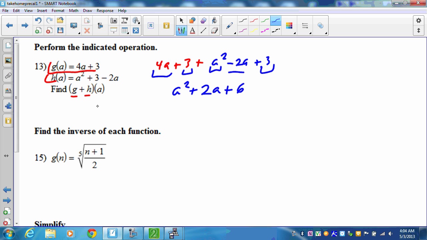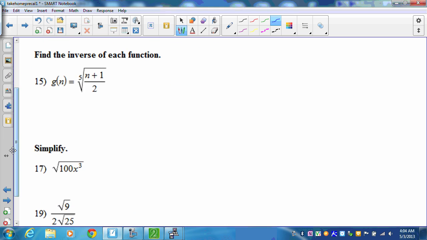Alright. Let's move on to number 15. 15, they just want us to find the inverse. And just to recall, if we had an easy problem like y equals 5x plus 3, to find the inverse of this function, all you simply do is switch the x and the y term, switch the variables, I mean, and then you're going to solve for the new y.